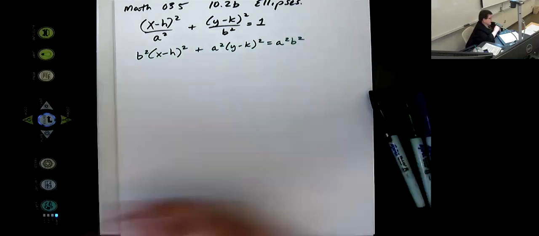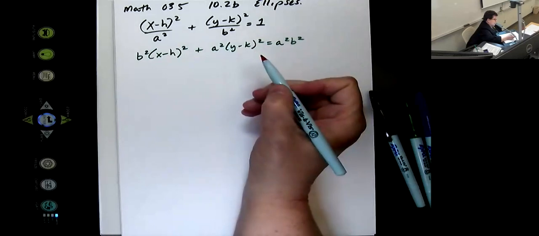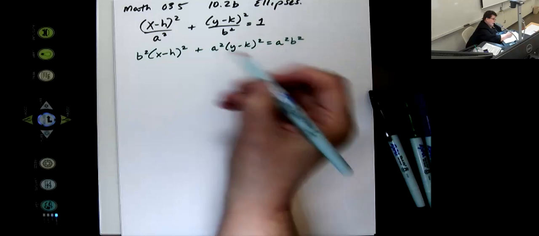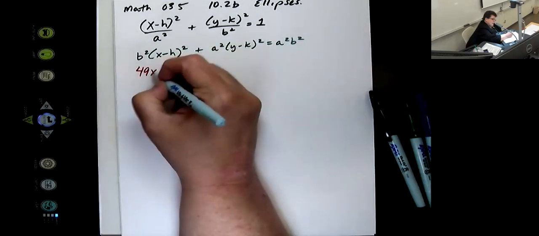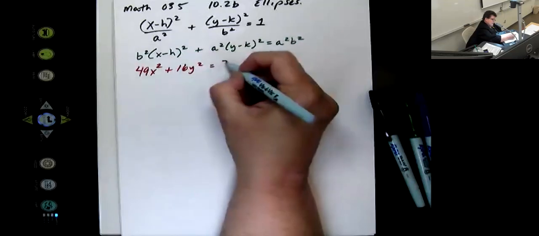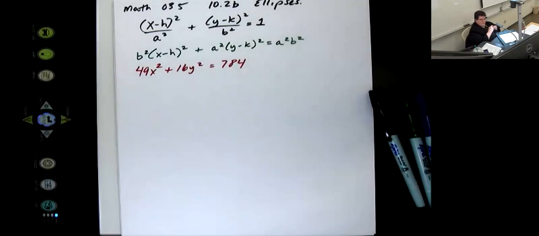We did several problems like it on Monday. Let's do another one. Let's take a look at one. 49x squared plus 16y squared equals 784. Now I just grabbed this problem off of your book thing. I'm assuming that 49 times 16 is 784. Where's my trusty calculator? 49 times 16, 784.